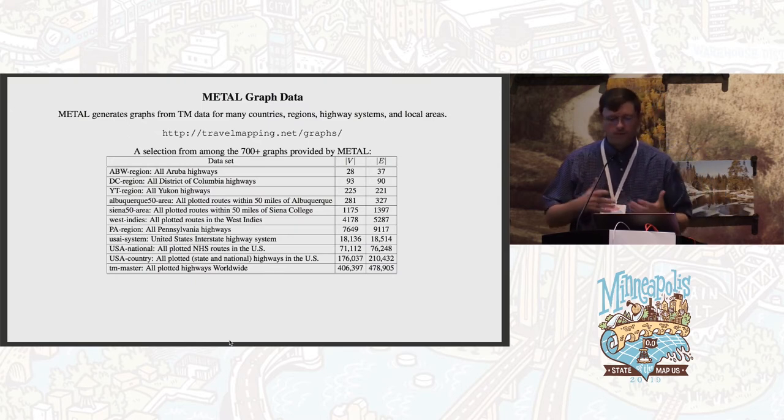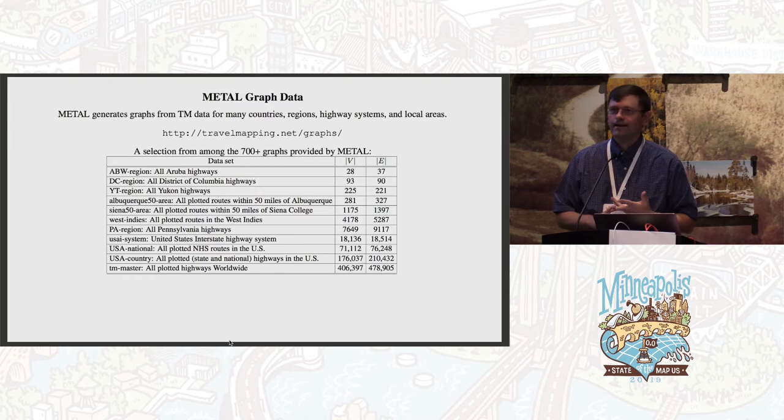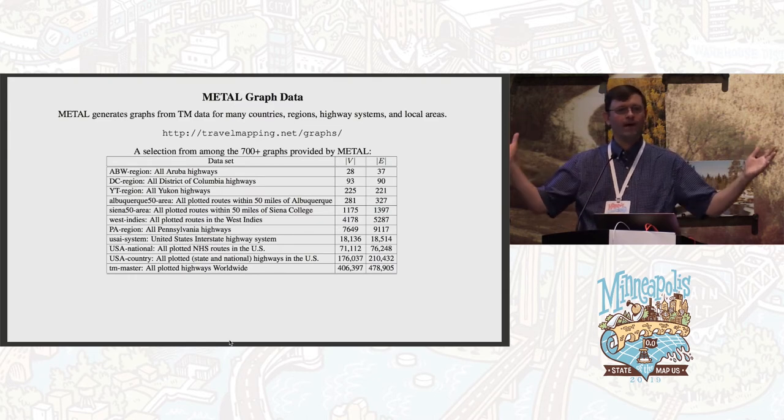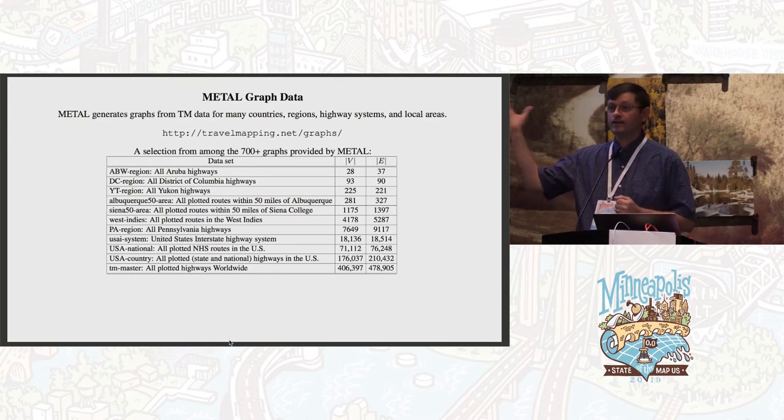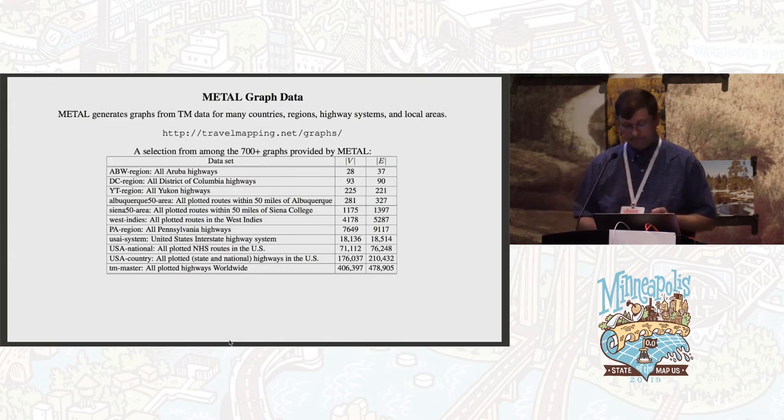We have somewhere in the 400 to 500,000 range size of the number of vertices and edges. I know in the context of the worldwide map data, that's minuscule, but actually that's really good for us that it's small enough that it's still manageable. We can load that into a Java program or a Python program and do some meaningful processing on it.